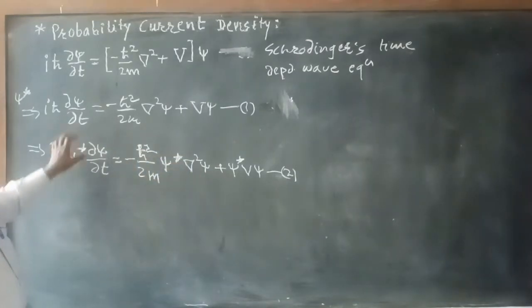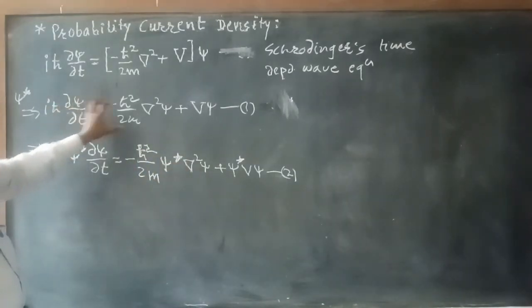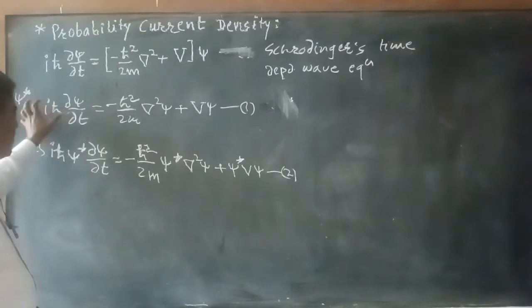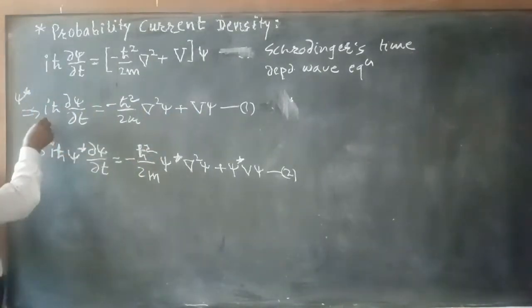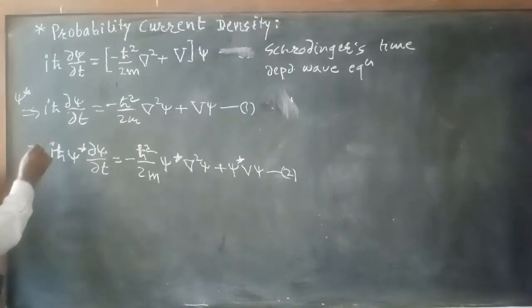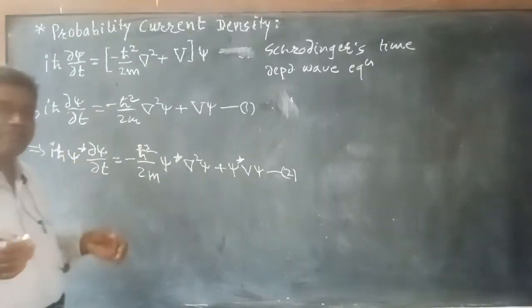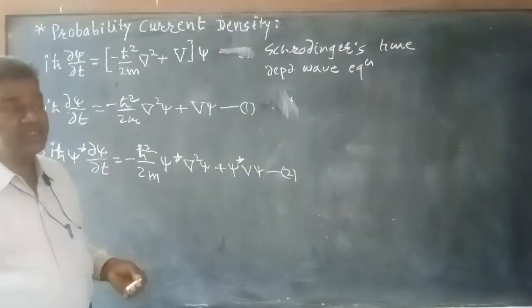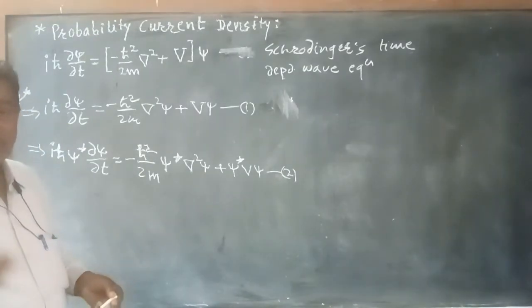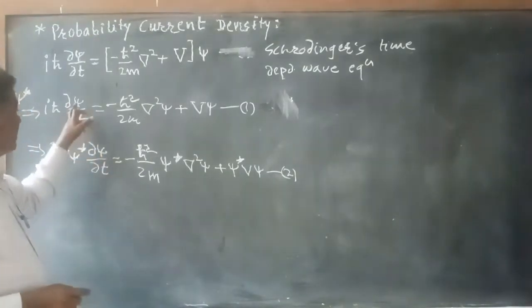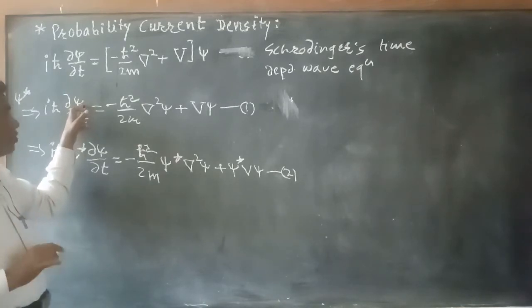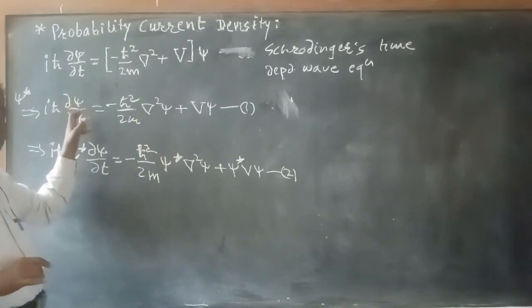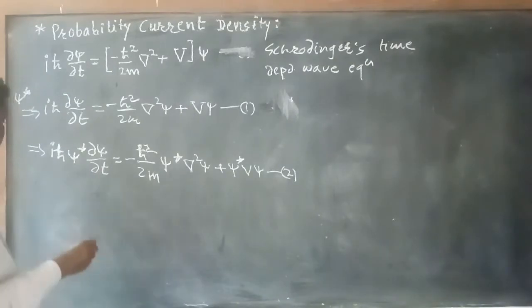Now take the complex conjugate of equation 1 itself. The complex conjugate of any quantity can be obtained by replacing the sign of the imaginary term, that is i. Here psi is also a function of r and t.